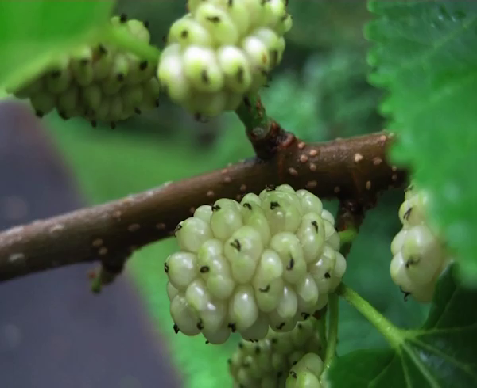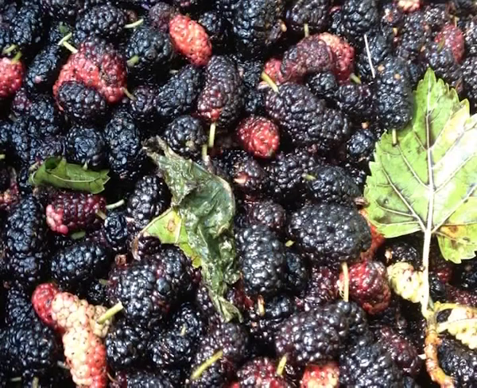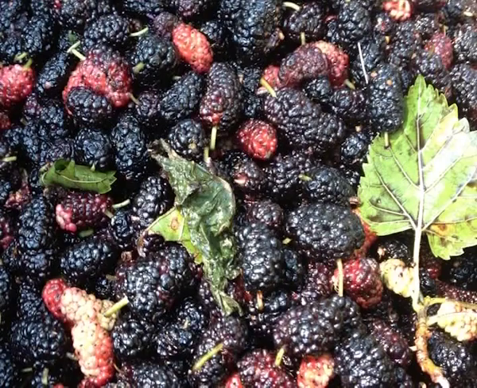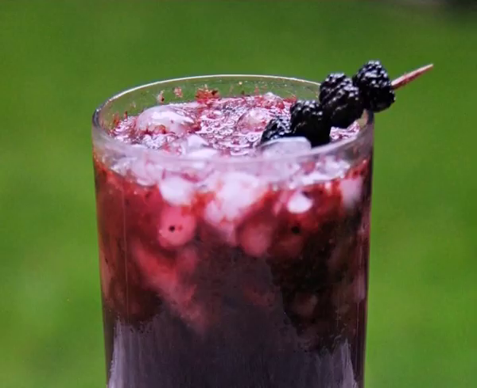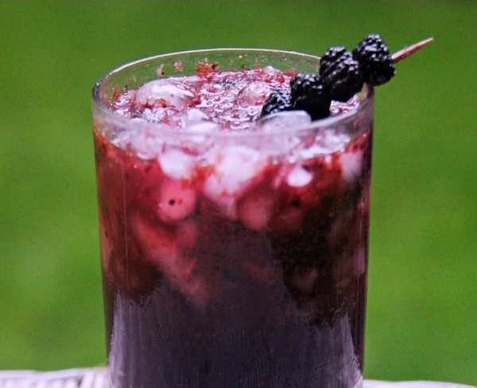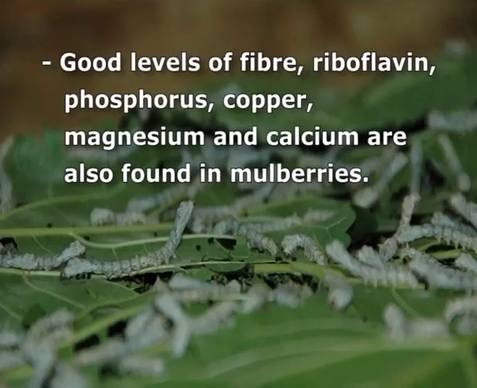blood. Nutrients in mulberry. Mulberries are a literal powerhouse of nutrition. They are very rich in the B complex group of vitamins and vitamin K, and contain very good amounts of vitamin B6, niacin and folic acid. These vitamins function as cofactors and help the body in the metabolism of carbohydrates, proteins and fats. They also serve as an excellent source of the antioxidants zeaxanthin, lutein and, to a lesser extent, alpha and beta carotene. Good levels of fiber, riboflavin, phosphorus, copper, magnesium and calcium are also found in mulberries.